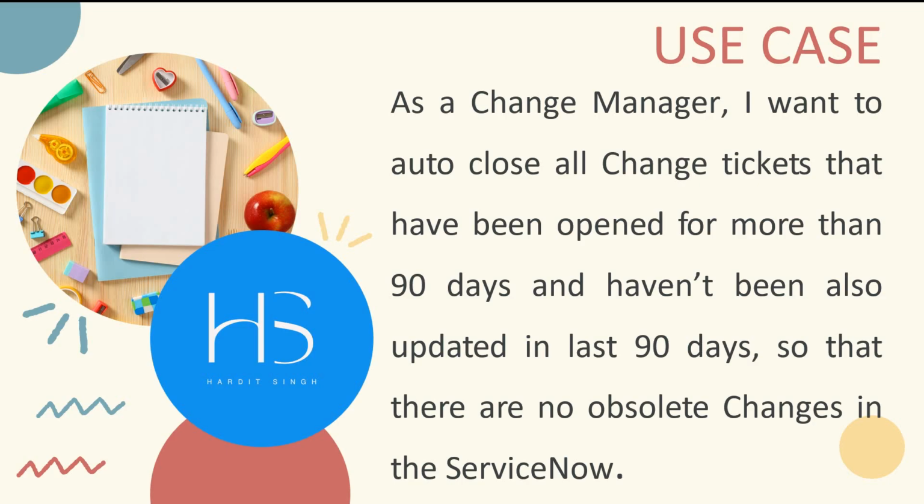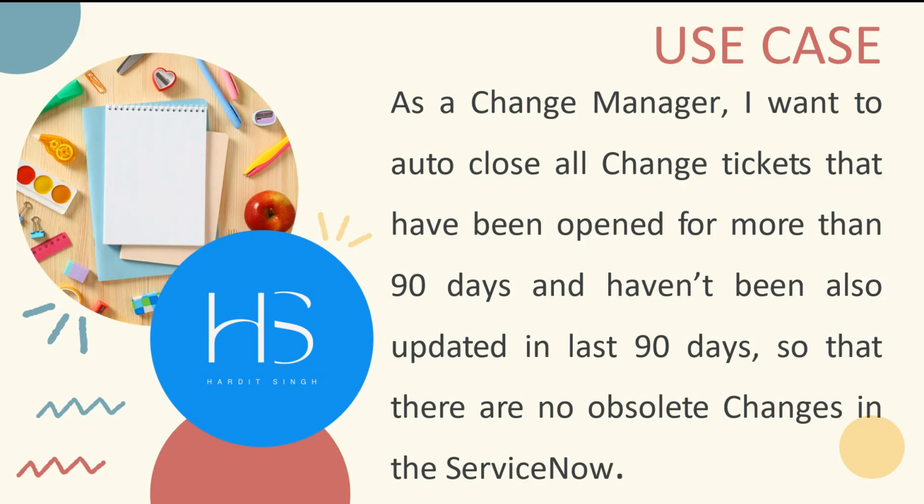There might be situations where different teams raise change requests and they forget to close them, or even if the changes were successful or unsuccessful, they did not close them. So what we will be doing is creating a flow designer which will run automatically at 2 a.m. at night, and it will auto close all the changes which haven't been updated in the last 90 days or have been opened for more than 90 days. So we will put an AND condition in this. And while closing these changes, we will be setting some default values on those changes.